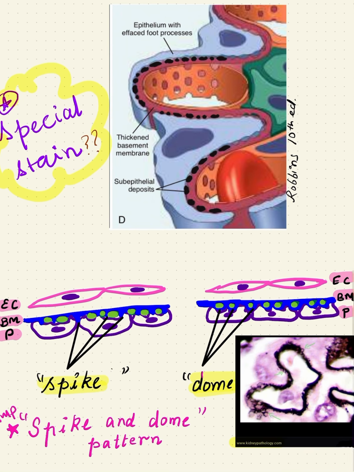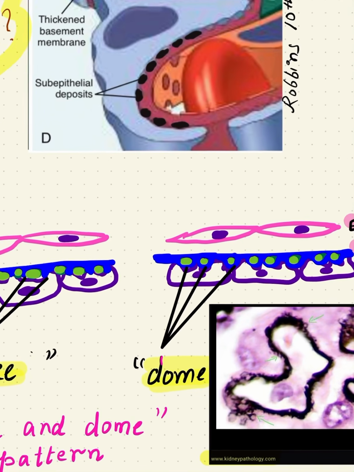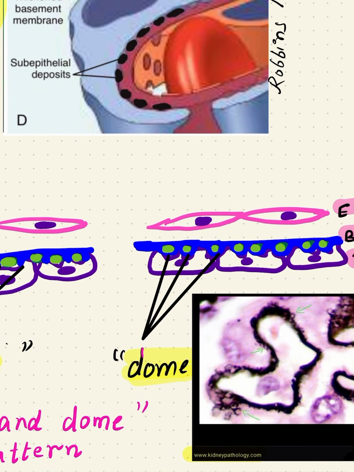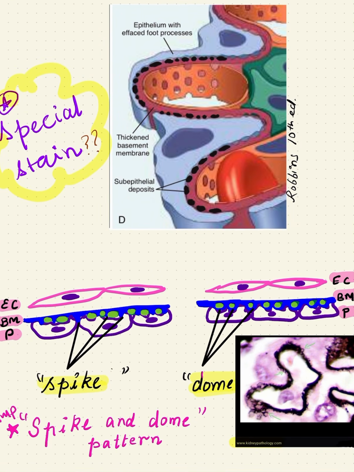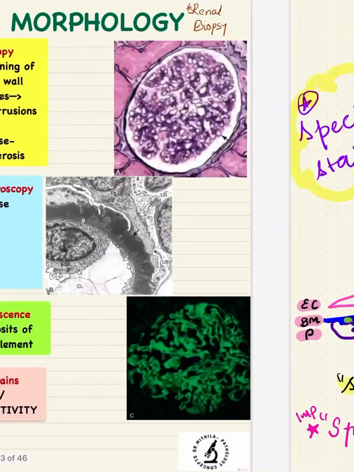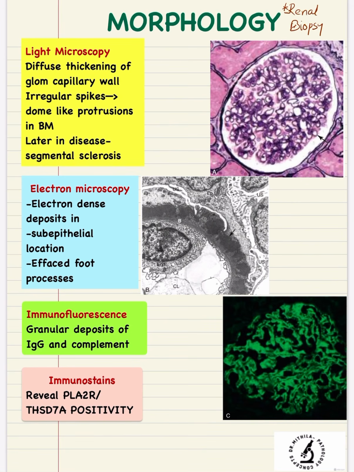Both these patterns can be demonstrated using the silver stains. In this image we can see the dome pattern, which is enclosing the immune complex, and here there is the spike pattern. So this is known as the spike and dome pattern, and this can be demonstrated with the help of the silver methenamine stain. You should remember the stain which is used to demonstrate this spike and dome pattern. This pattern is characteristic for membranous nephropathy.